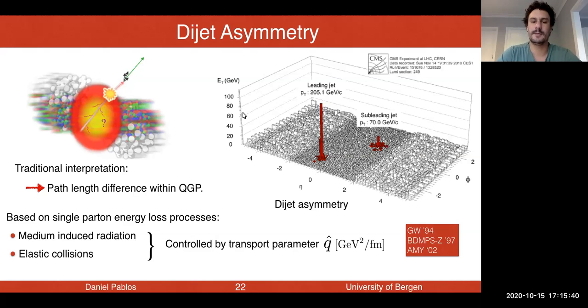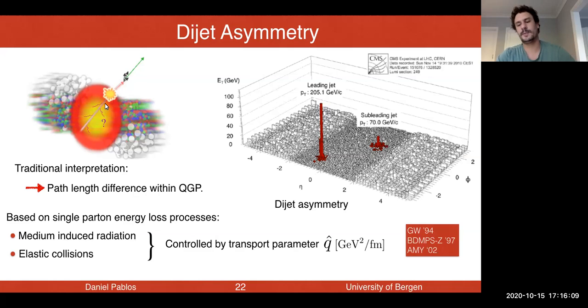In any case, the traditional assumption was that one of the partons was created at the, let's say, periphery, so that one of the jets went outside of the fireball without being touched, and the other one went through more length. Basically, a path length difference within the QGP. That's very clear and intuitive. And it's based on the single parton energy loss processes logic.